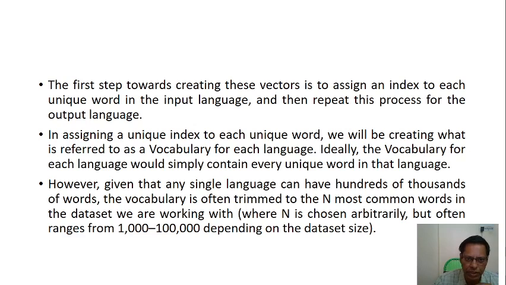These are the steps toward creating these vectors: assign an index to each unique word. So there are the vectors, there are the tables, and one table is the index vector. The index vector is based on the vector, and it simplifies the searching process for the input language, and then we repeat this process for the output language. This index vector, before encoding and decoding, makes the process simpler as it goes into the system and comes out of the system.